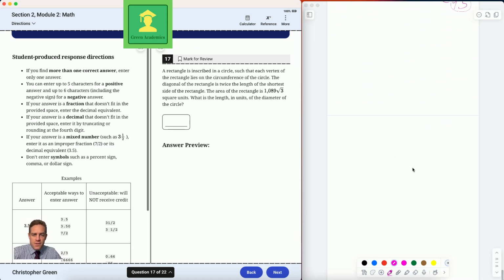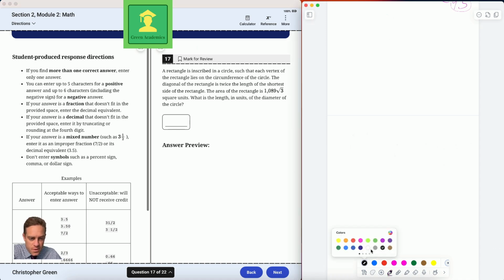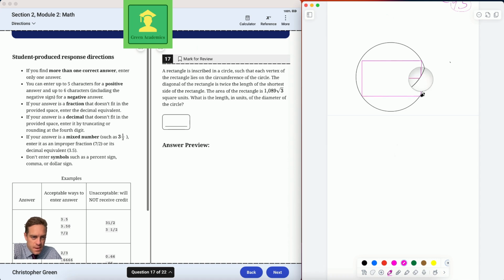A rectangle is inscribed in a circle such that each vertex of the rectangle lies on the circumference of the circle. Sure, which is the definition of inscribed. The diagonal of the rectangle is twice the length of the shortest side of the rectangle. Okay. And then the area of the rectangle is given. What is the length in units of the diameter of the circle?